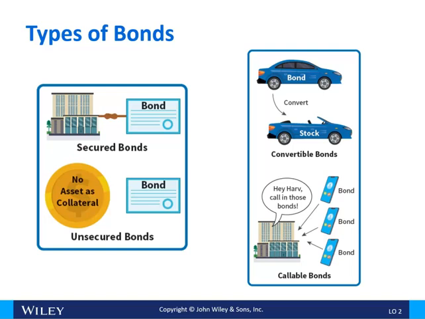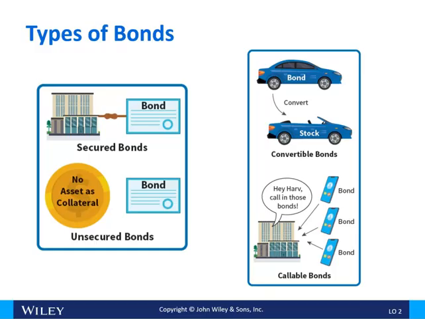There are different kinds of bonds. First, we'll look at the difference between secured bonds and unsecured bonds. A secured bond is secured by the assets of the corporation. So they're going to pledge a building or a piece of equipment, potentially inventory, something that the corporation owns. So what that means is if they're unable to pay the bond when it's due, the bondholders can force the sale of that asset and use that money from that sale to pay off the bonds.